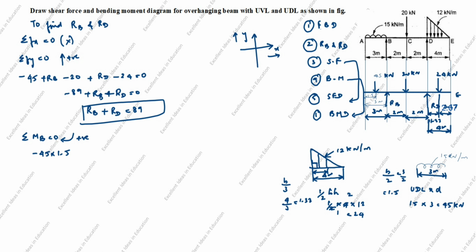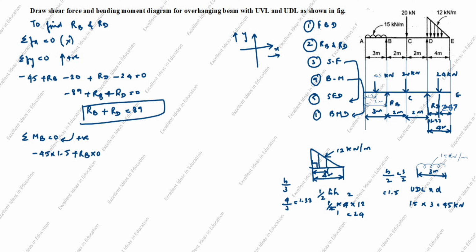Next, we will take B. Moment at B is equal to 0. We will take this force, this is also 0. If you apply moment at point B, that force should be 0. Why 0? The distance of point B is 0. You see, no distance, right? So the distance of point B is 0 and the moment is also 0. So we will take RB into 0. Distance is 0.